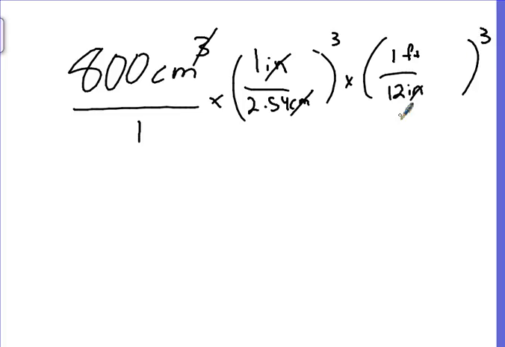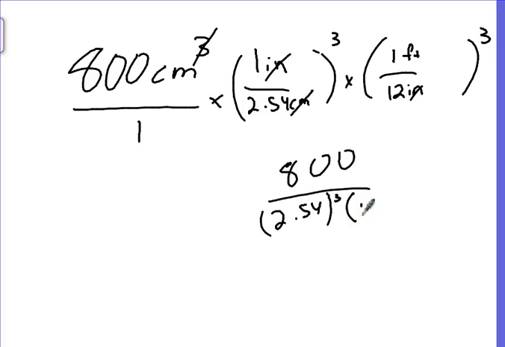So that's gone, and that's 800 over 2.54 to the 3rd times 12 to the 3rd. Cubic feet, because that's where I wanted to be. So that's 6. Okay, any questions? Okay, so stop this one.